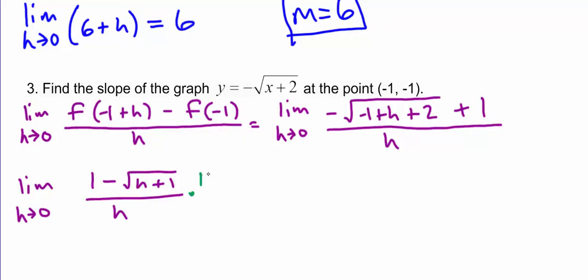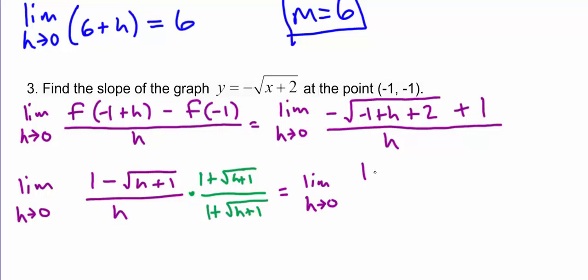All right, so I'm going to multiply this by 1 plus the square root of h plus 1. So what I'm doing here, of course, is trying to rationalize the numerator. This is one of our techniques we learned earlier this chapter that allows us to simplify and to evaluate limits when otherwise we wouldn't be able to. So here we go, the limit as h approaches 0 of, and then my numerator would be 1 minus the quantity of h plus 1. My denominator, well, the denominator is a little bit ugly, but that's okay. It's h times the quantity of 1 plus the square root of h plus 1.